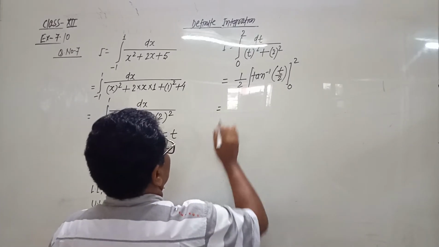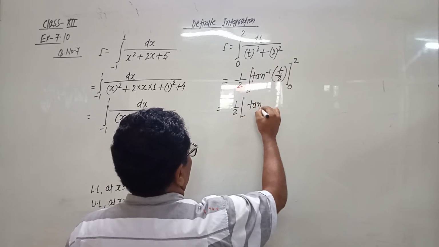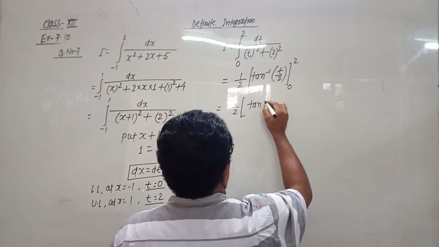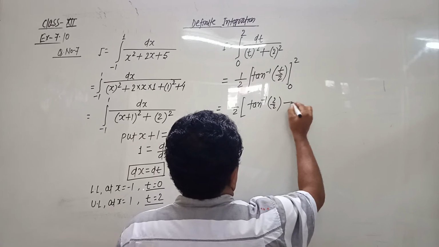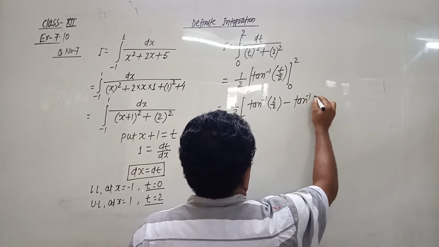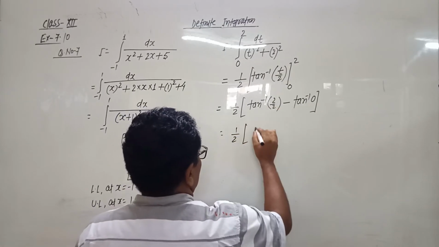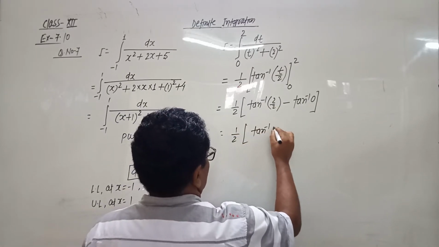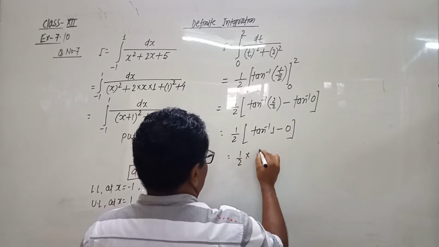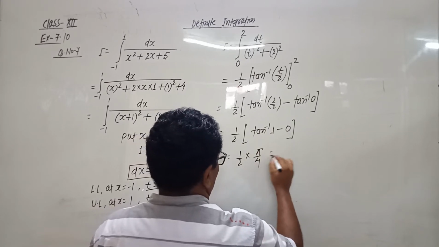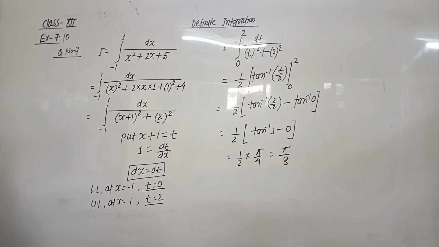Then put the limit. So 1 by 2, for the upper limit we take t equals to 2, so tan inverse 2 by 2, minus tan inverse, at the place of t we put 0. So 1 by 2 and tan inverse 2 by 2 becomes tan inverse 1, and tan inverse 0 is 0. So 1 by 2 into tan inverse 1, which is pi by 4. The result we get is pi by 8. This is the final result.